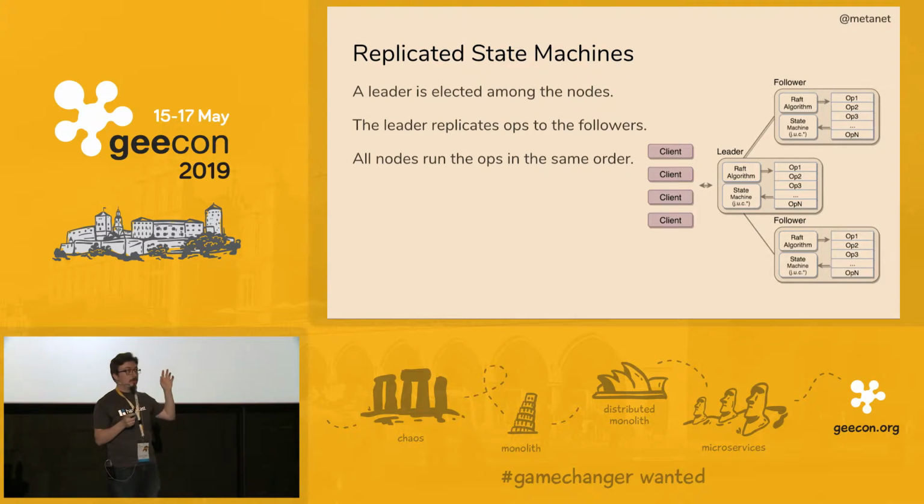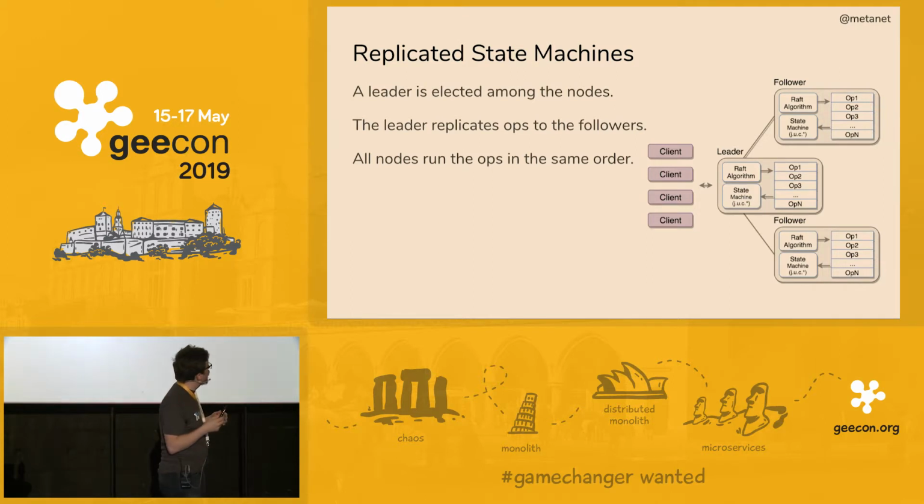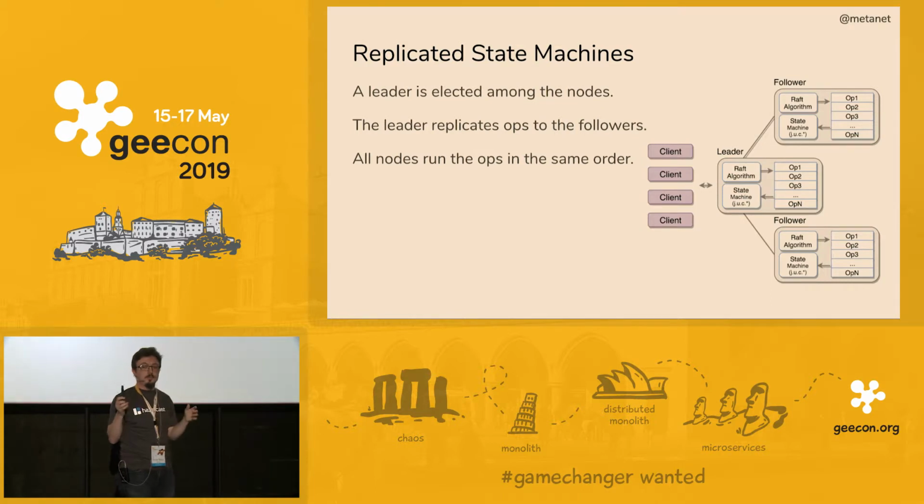So the Raft algorithm implements a technique called replicated state machines. In this technique, each server keeps a log of operations and also a state machine. In our solution, our state machine is a distributed implementation of the concurrency APIs. And the Raft algorithm first elects a leader among the servers, which we call nodes.